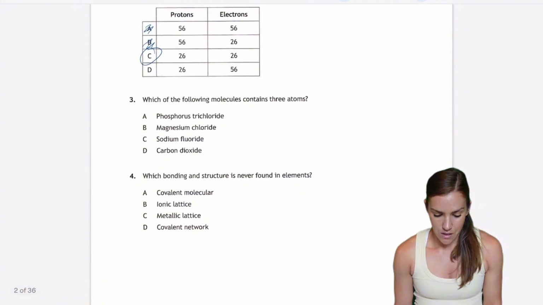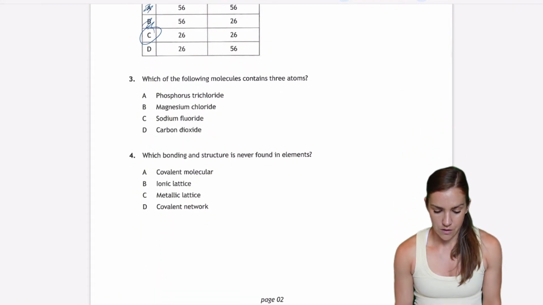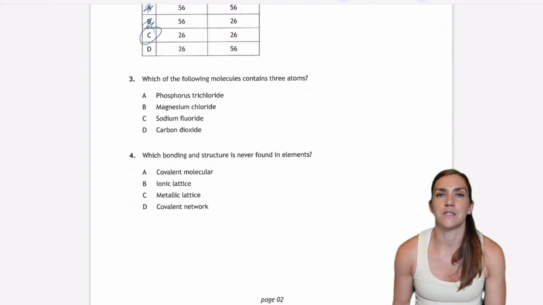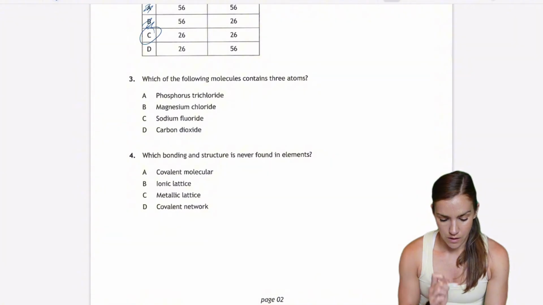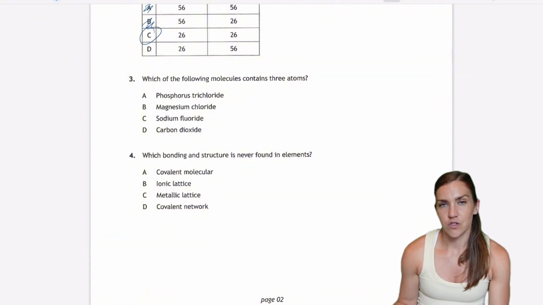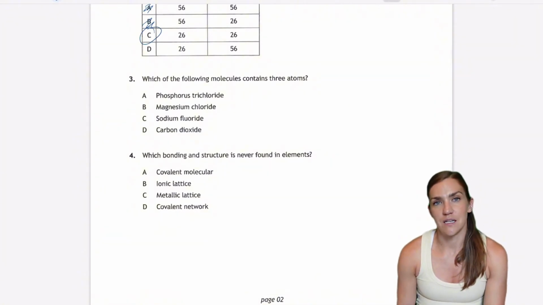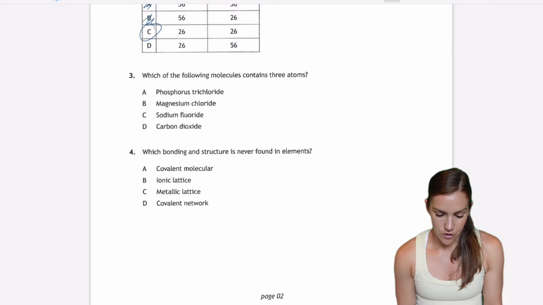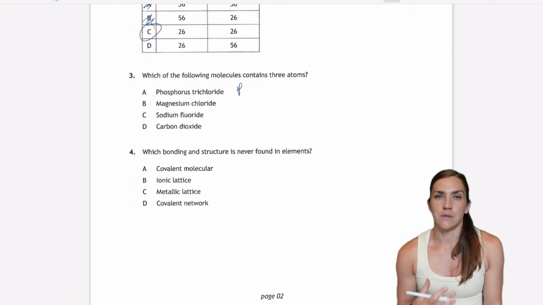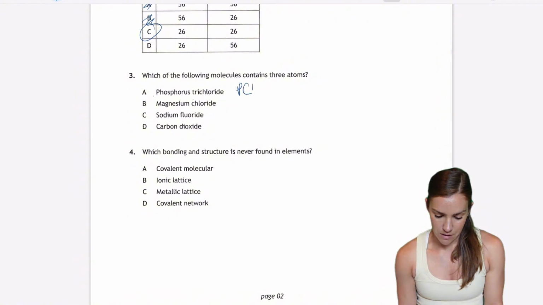Question 3, which of the following molecules contains 3 atoms? The best place to start here is by looking at the chemical formula. If you have a look at the first one, phosphorus trichloride, there is a prefix in the name there, so you can use the prefix to work out what the formula is. Because there's no prefix in front of the phosphorus, that means there's only one phosphorus, and then the trichloride means there's 3 chlorines, so that would be PCl3.